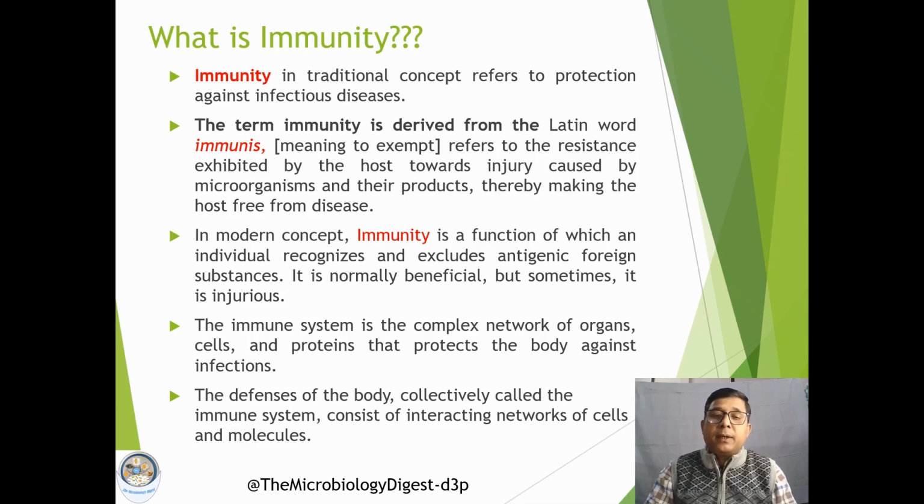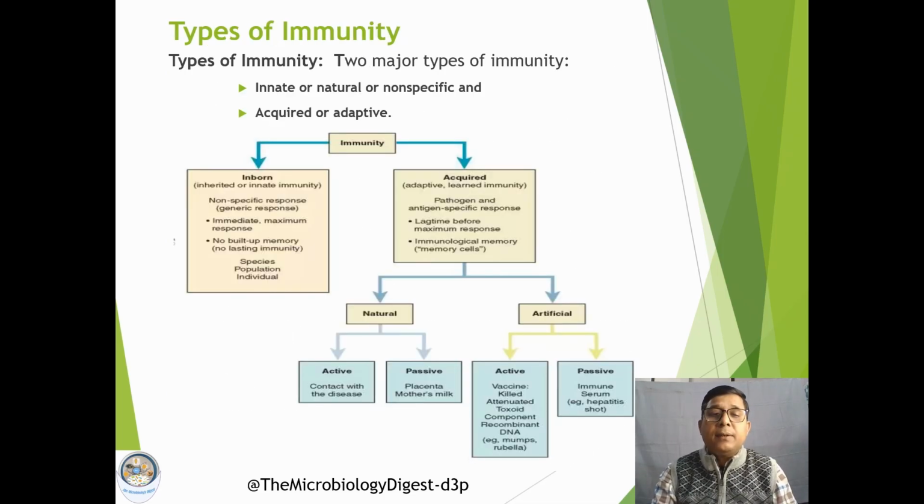But there are different phenomena involved and different processes. So we'll be discussing them one by one. Now today let us understand what are the different types of immunity. Immunity, as we have already discussed, is the ability of our body to protect ourselves. So there are mainly two major types of immunity.